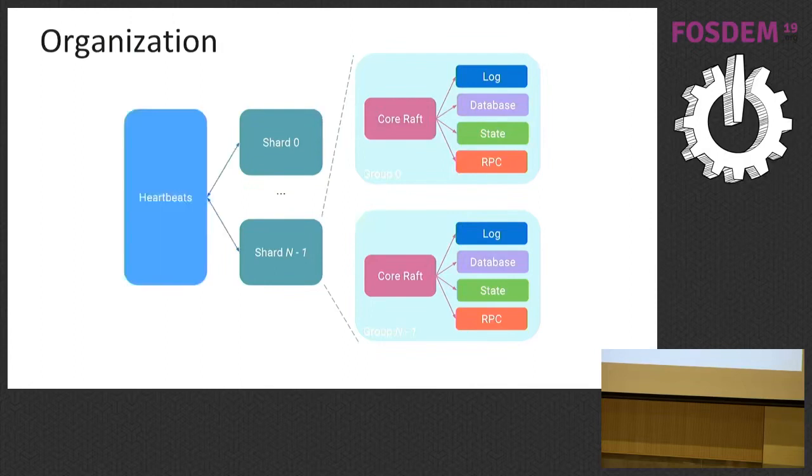However, shared between all of these is going to be the heartbeats module. If a node is a leader for many groups, and there's a follower that's a follower for many of those groups, then we don't want to send n heartbeats. We want to coalesce the heartbeats into just one message and send just that one heartbeat.